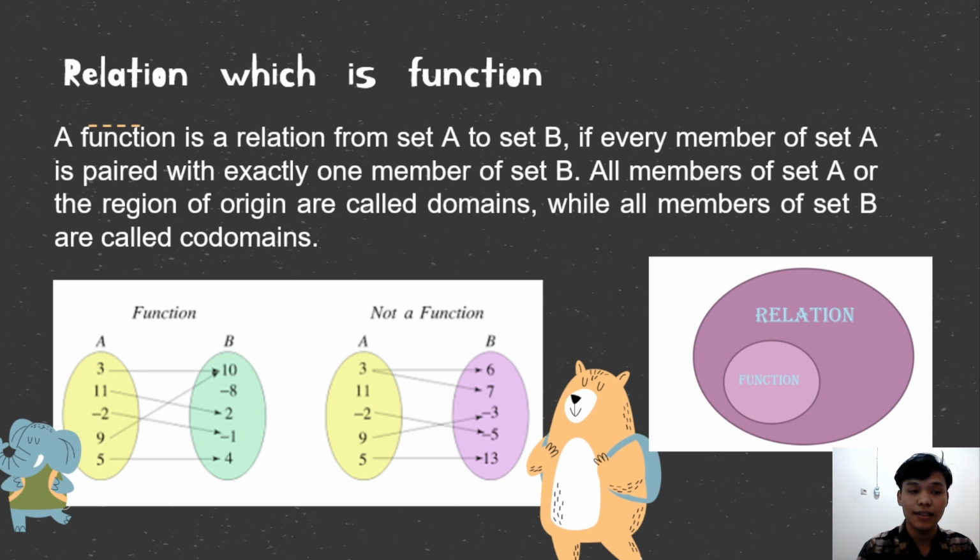Relation with its function. A function is a relation from set A to set B if every member of set A is paired with exactly one member of set B. All members of set A, or their region of origin, are called domains, while all members of set B are called codomains.